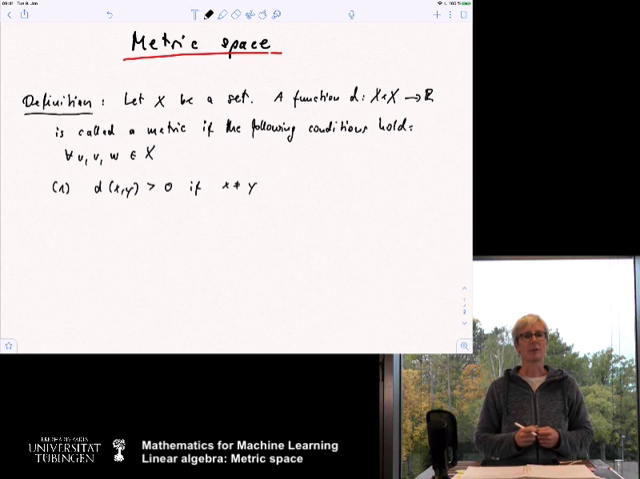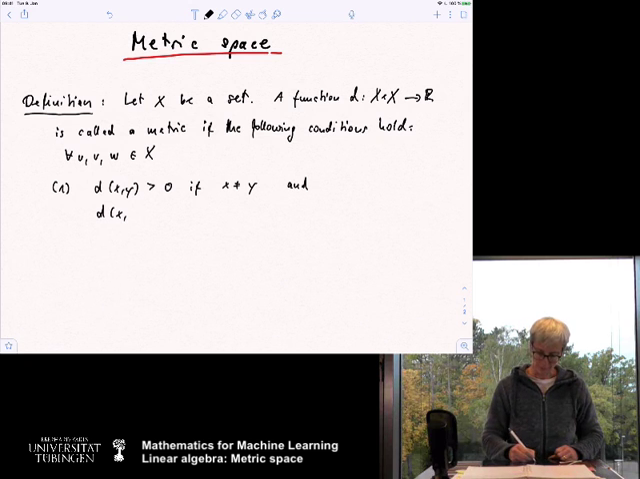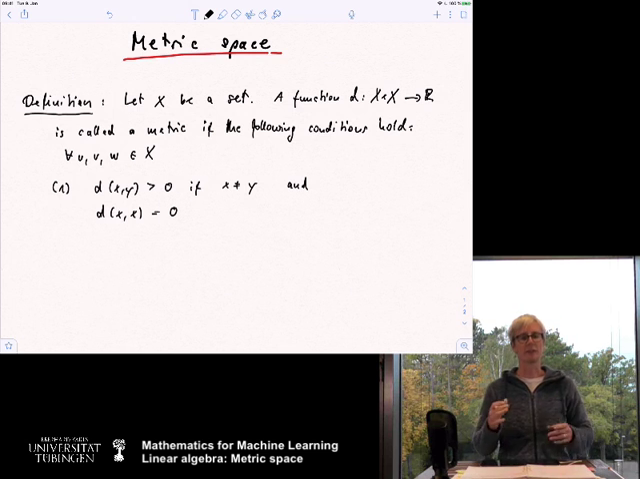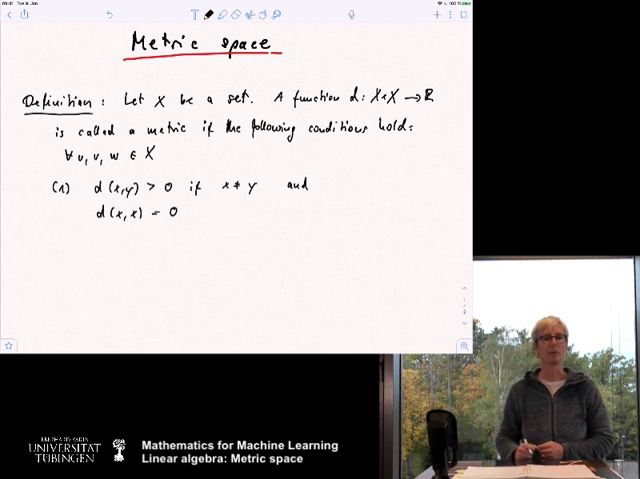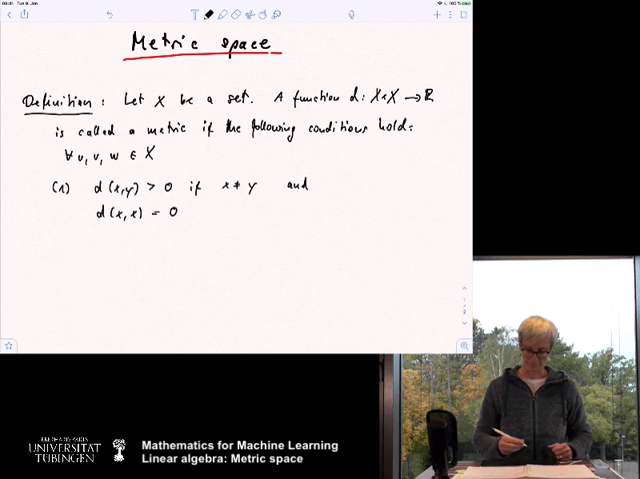And the next thing we want to have is that the distance of an object to itself is supposed to be 0. There are various ways in which this axiom can be formulated, but this is the way I've now picked.